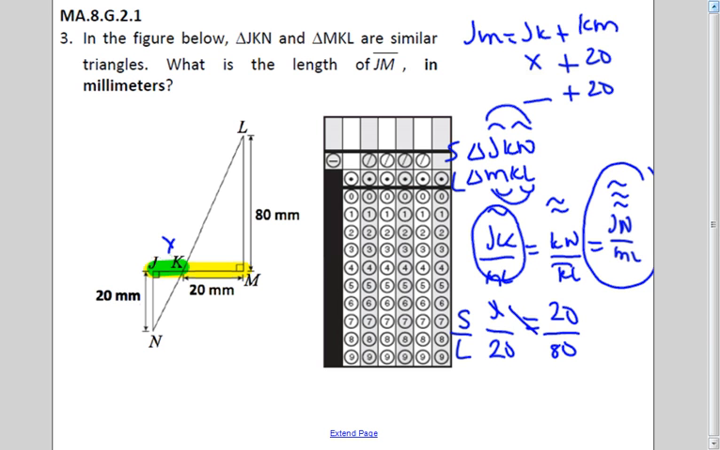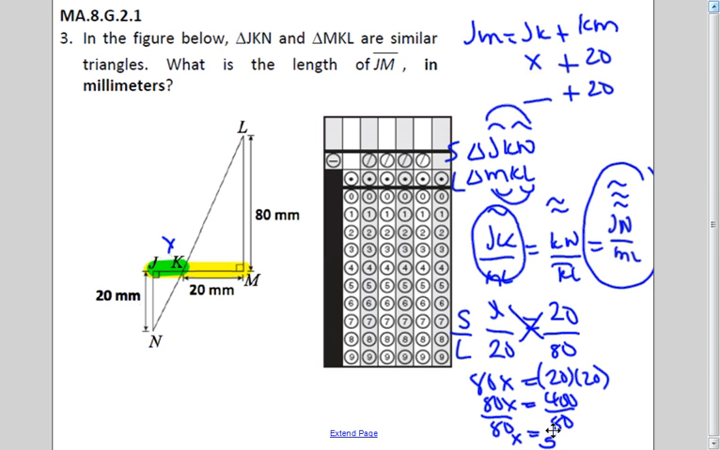Solve the proportion by cross multiplying. So 80 times X equals 20 times 20. Don't do any math in that first step, as a habit for your future. So 80X equals 400. Divide both sides by 80, and you find out that X is equal to 5.